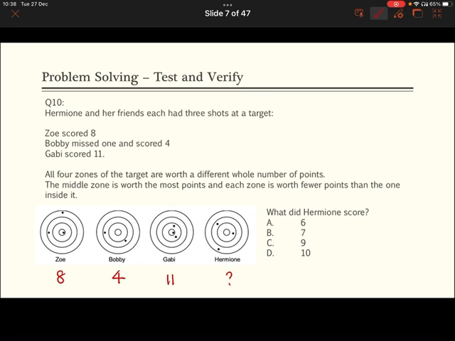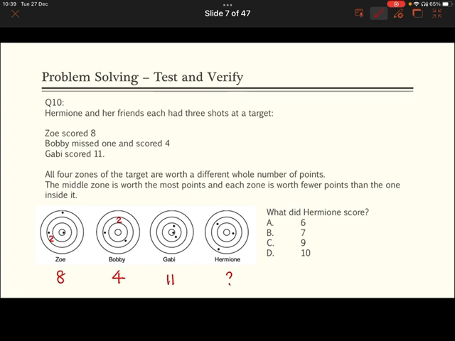Because Bobby only got 2 shots, and you can find that these 2 shots are on the same ring, right? So if on the same ring it's got a 4, we can know the ring here must represent 2 scores. If that is true, we can just have a look at Zoe. Zoe got number 2 here, and Zoe got another 6 points by getting another 2 shots, right? By getting another 2 shots, we can easily just say, okay, 6.